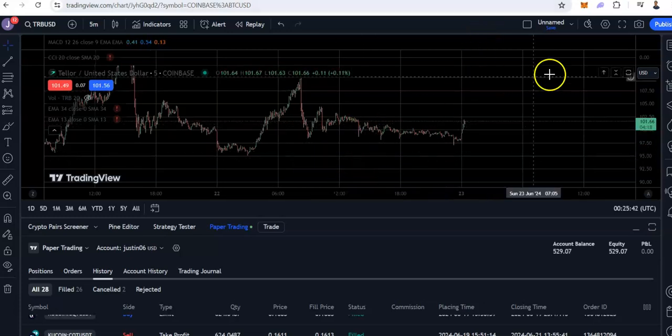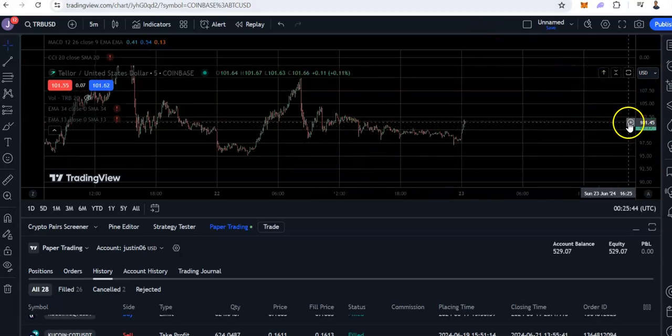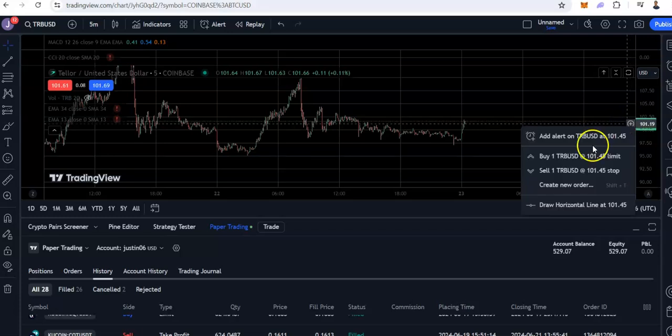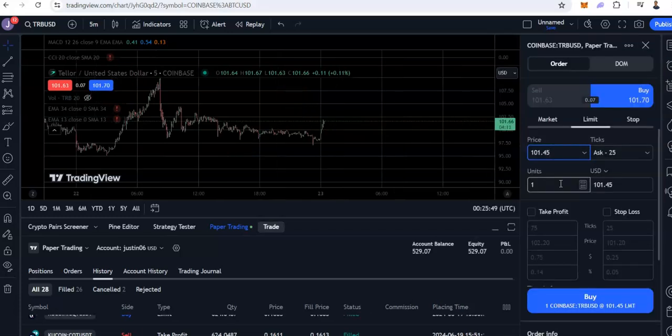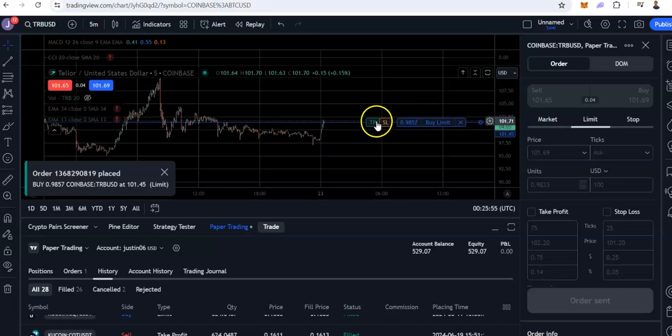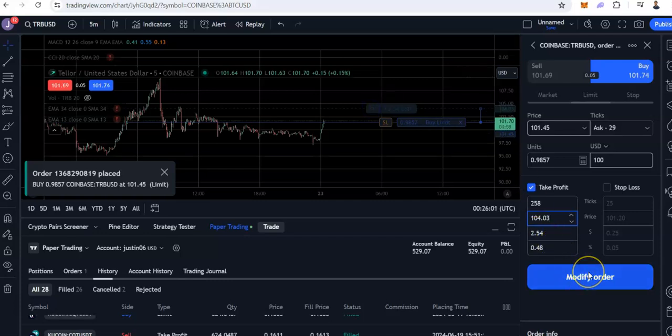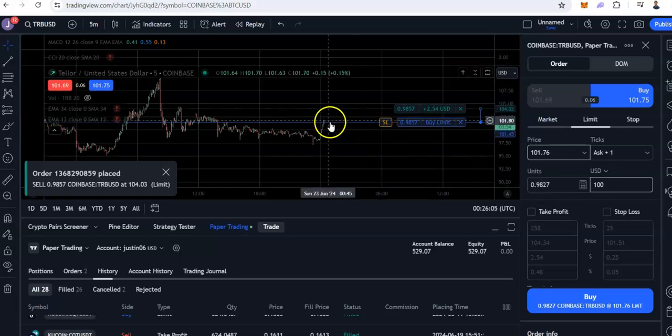So let's say we wanted to do a trade. We're going to go right here, click right under the market line, click create new order. We're going to do $100 into our trade, click buy, and then we're going to increase the take profit up. Let's just do like 2%, and then 2.5%, and then click modify order, and boom, we have a paper trade set up right there.